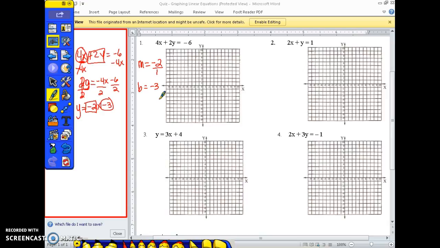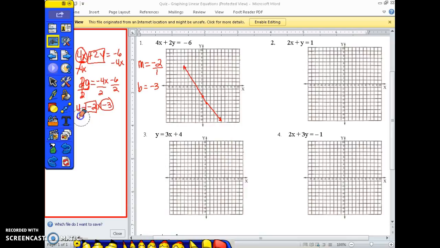Once I've identified my slope and y-intercept, the very first thing that I graph is my y-intercept. It's -3. It crosses the y-axis. So on the y-axis, I'm going to put a point at -3. My slope is -2 over 1. So from my y-intercept, I'm going to go down 2. Then I have to go to the right 1. Once I do that, I connect my points, and that gives me my graph.